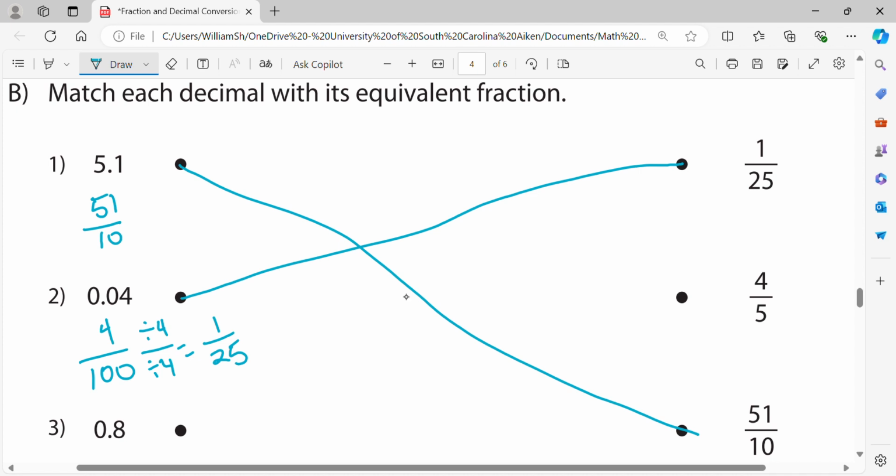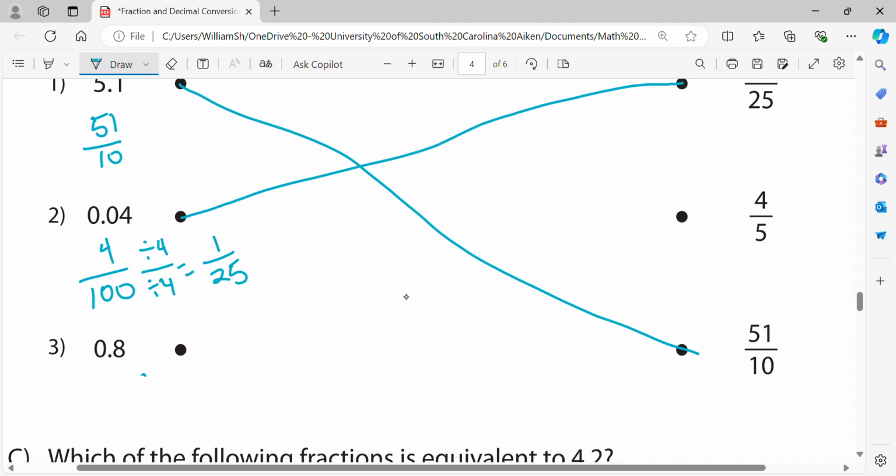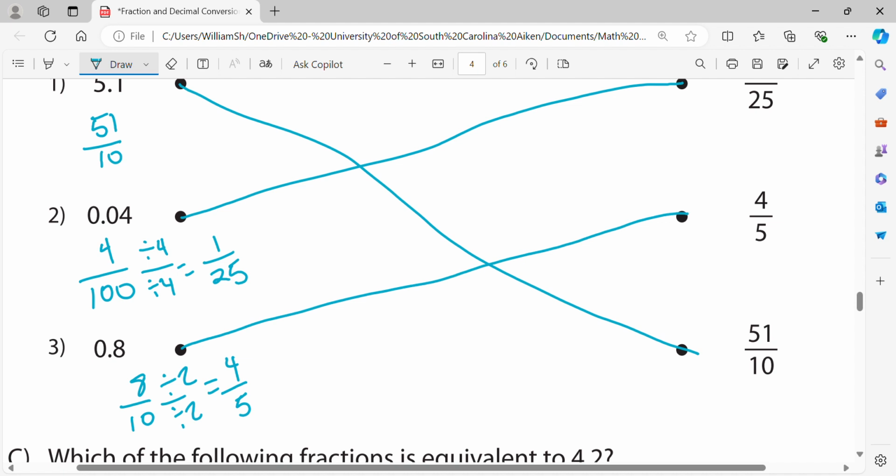Now 0.8. This is 8 in the tenths place. So 8 tenths. Okay. This can also be reduced. They have a common factor of 2 that can be canceled out of both of them. 8 divided by 2 is 4. 10 divided by 2 is 5. I'm looking at 4/5.